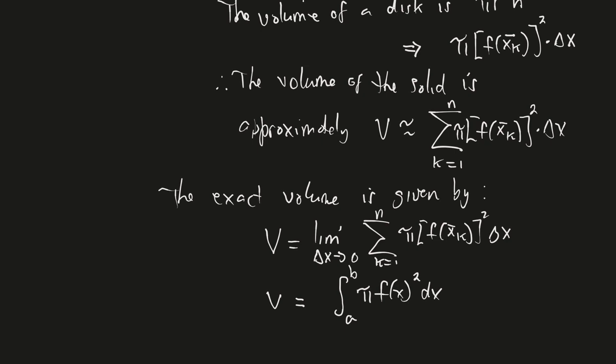This is the formula. Let me write it again and then box it off. This is the formula that's used to find the volume of a solid of revolution when the region bounded by f of x from x equals a to x equals b is revolved around the x-axis, right? So with all that, we end up with a fairly simple formula, and let's see how this formula is used.